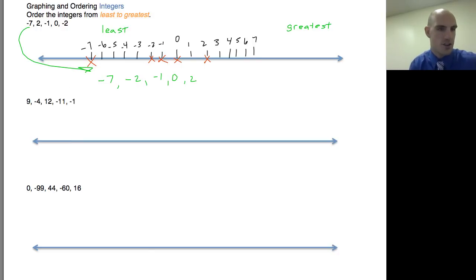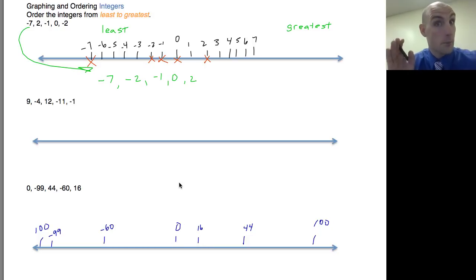My suggestion for the second one here would be to make your scale something pretty big. If you go to 100 on this side and 100 on this side, you can put them in order. So -99 is going to be like here. -60 is going to be kind of here. And 44 is going to be about halfway between 0 and 100. Then 16 is going to be somewhere in this area here. Big hints there. So see if you can put those two in order.